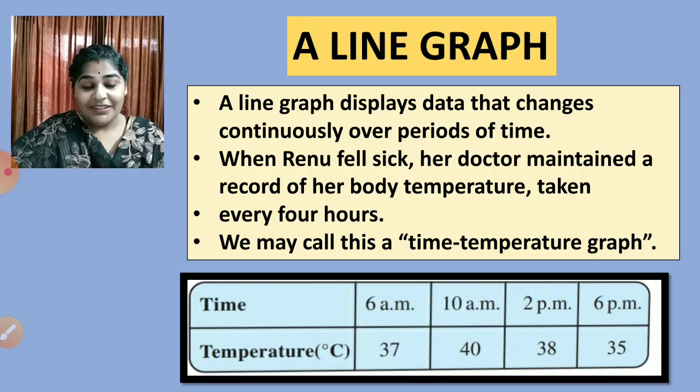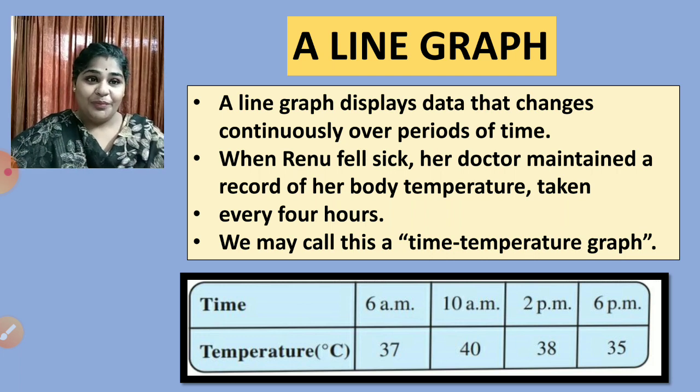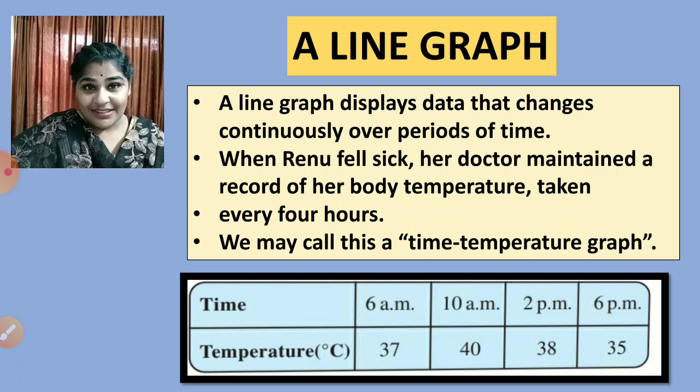Now in this chapter we are going to learn one more type of graph, that is a line graph, children. A line graph displays data that changes continuously over a period of time. When Renu fell sick, one example we are taking here, her doctor maintained a record of her body temperature taken every 4 hours. We may call this a temperature graph.